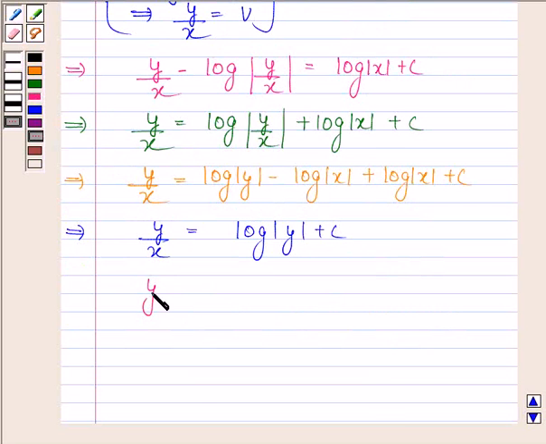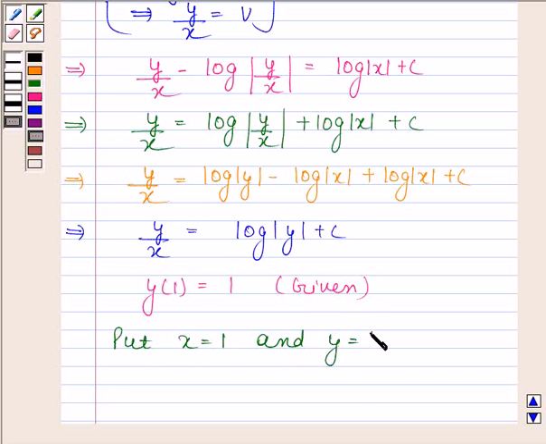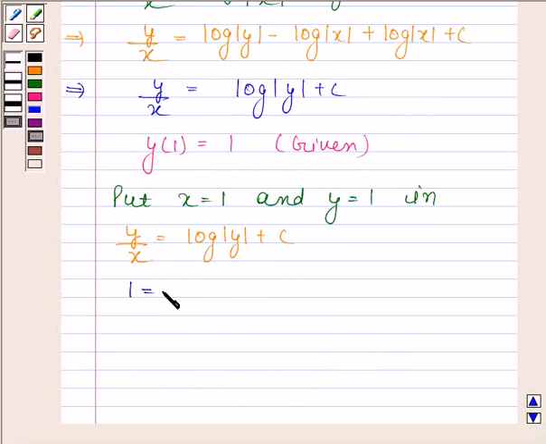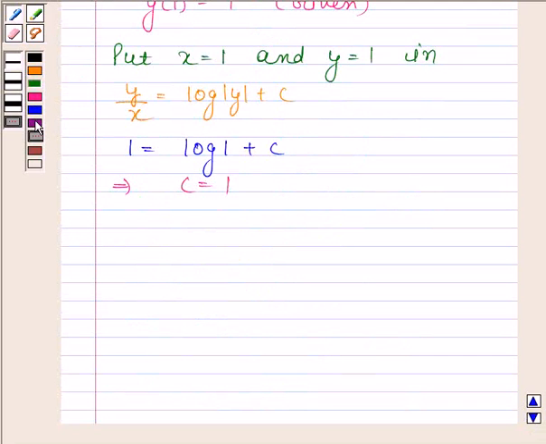But given that value of y is equal to 1 when x is equal to 1, so we are now going to put x equals 1 and y equals 1 in the equation y by x equals log mod y plus c. So we have 1 equals log 1 plus c. This implies c is equal to 1. So by substituting the value of c, we get y by x equals log mod y plus 1.